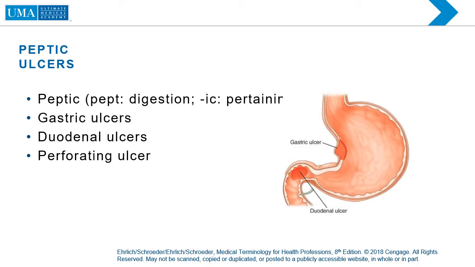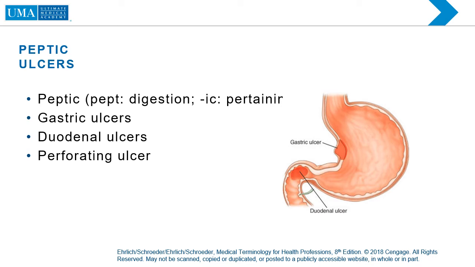Peptic ulcers. Now, we've defined what an ulcer is, but we've added more detail by the term peptic. Pept means digestion, and ic is just that suffix meaning pertaining to. So peptic ulcers would be sores that affect the mucous membranes of our digestive system. Now, peptic ulcers are caused by a bacterium, or they may be caused by certain medications, such as aspirin. And these medications may irritate that mucous membrane.